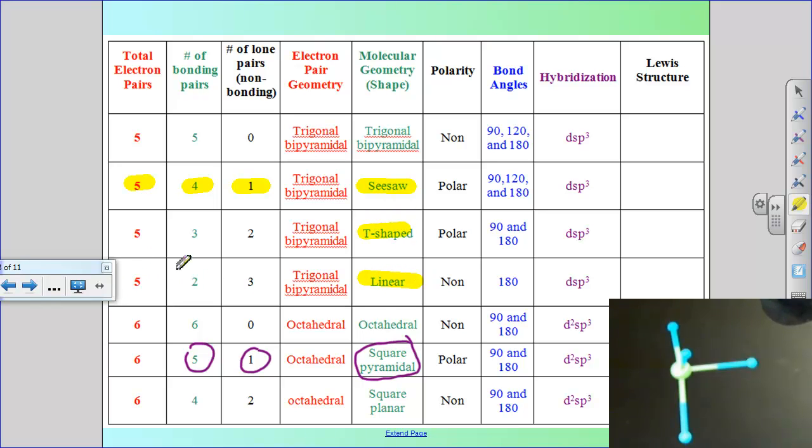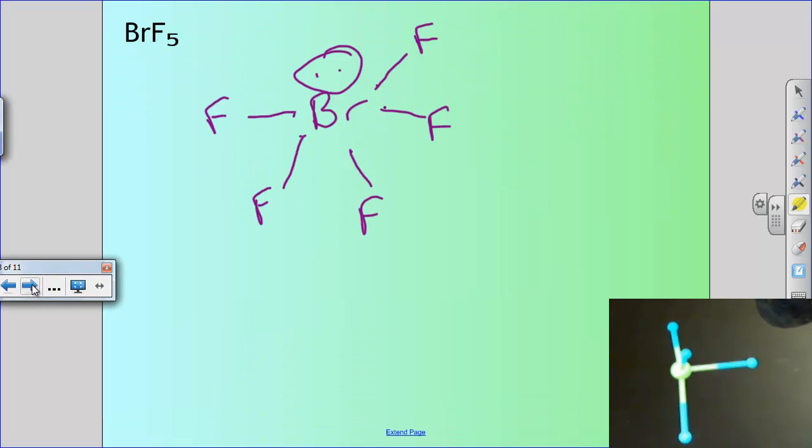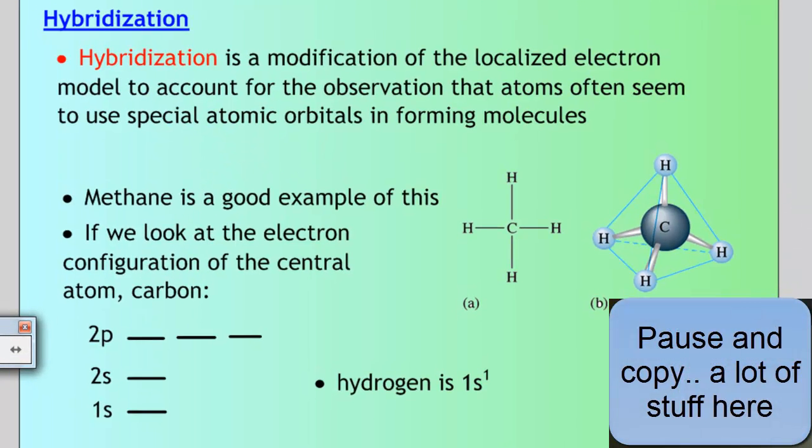If you've got 5 pairs around the center, but only 2 of them are bonding, everything else is non-bonding, that forces it into a linear shape. So you can see that we have all these different kinds of shapes. It's really no harder than what we did before. It's the same basic principle. You're going to draw it Lewis structure-wise, and then you're going to go through and look at your table and see what it looks like.